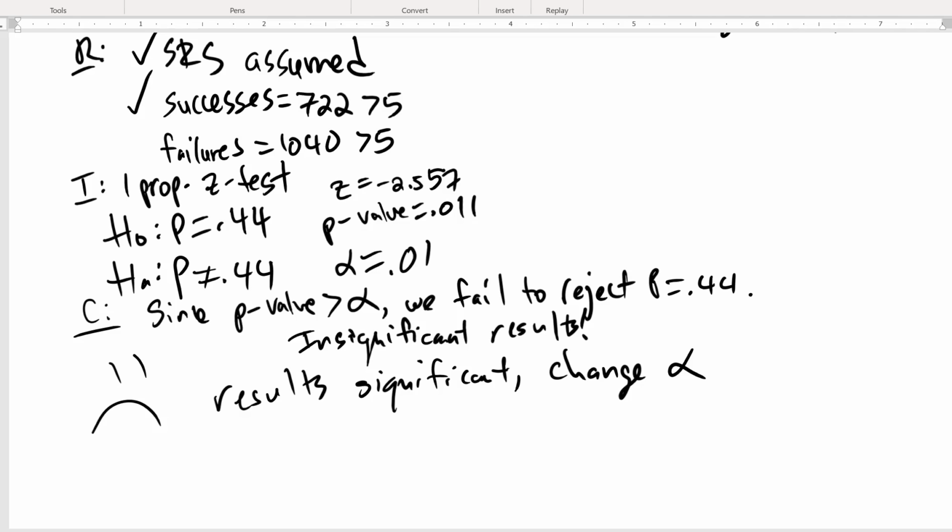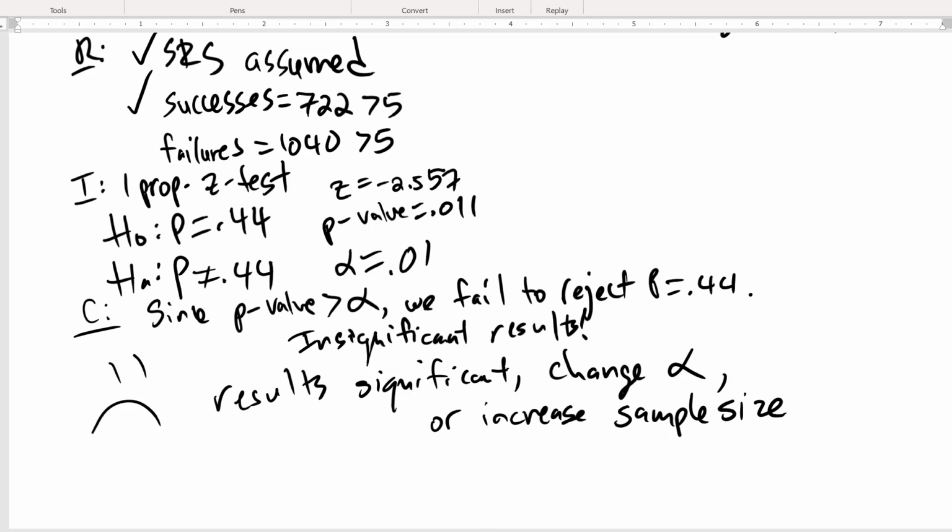They set it at 0.01, kind of a proof point here. If it was 0.05, we would have rejected. We had it at 0.01. Or we can increase the sample size.